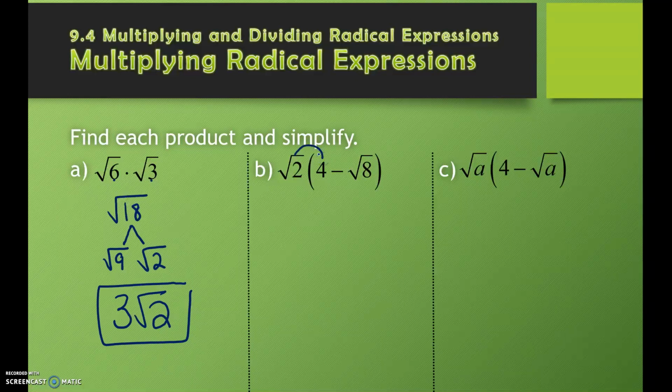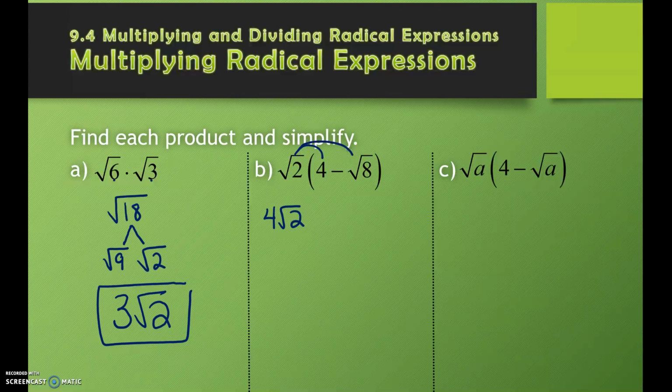square root of 2 times 4. Is the 4 under a radical? No. So we can't actually multiply them. We can just put them next to each other. So square root of 2 times 4 is 4 times the square root of 2.